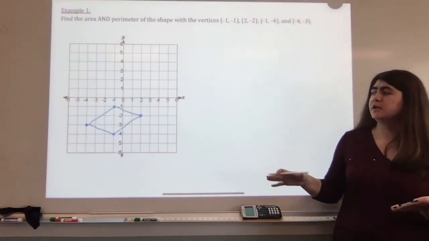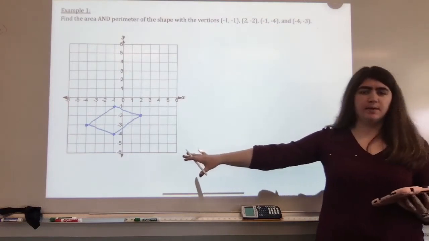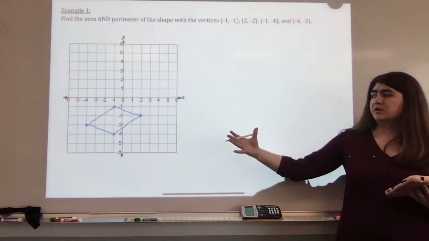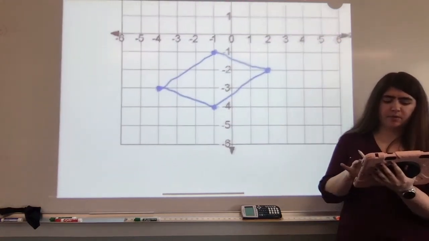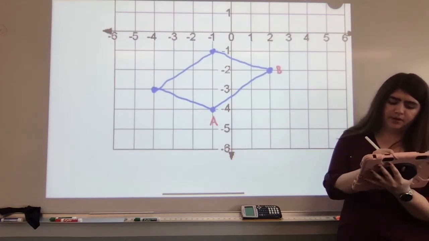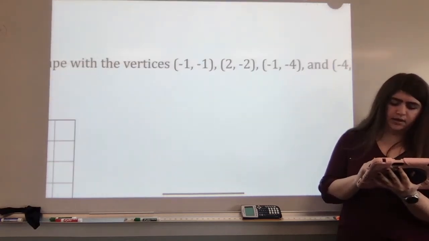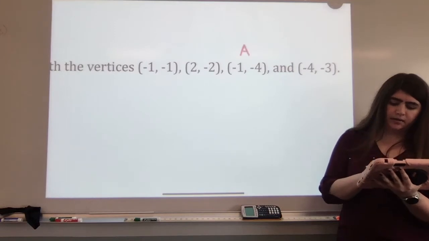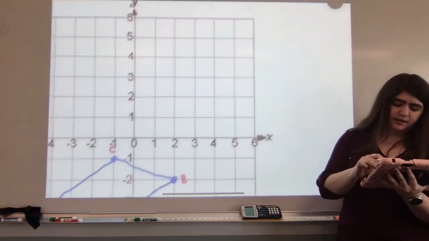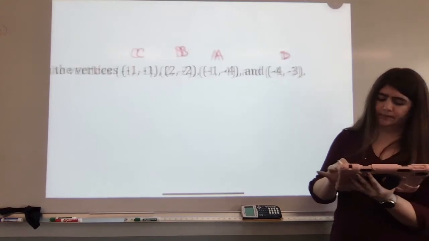Starting with example 1, we're going to find the area and perimeter for this shape here. I've already plotted my points and drawn the shape, but I do need to assign these points some labels so that we can identify them. So I'm going to zoom in here and go around like this, A, B, C, D. So I have A at (-1, -4), B at (2, -2), C at (-1, -1), and that leaves D to be (-4, -3).